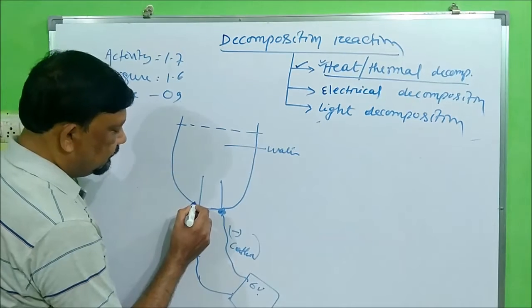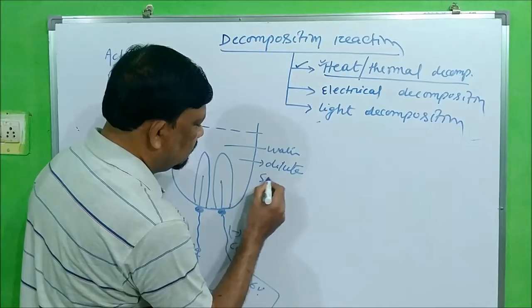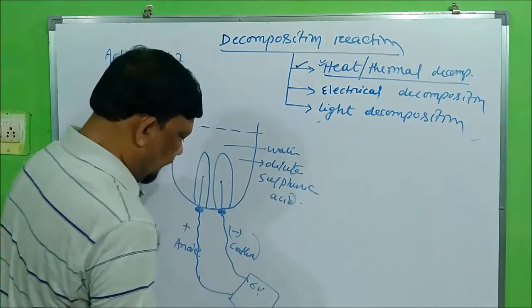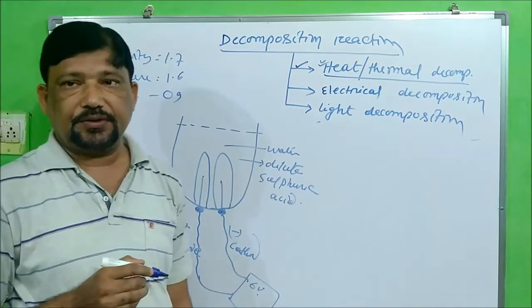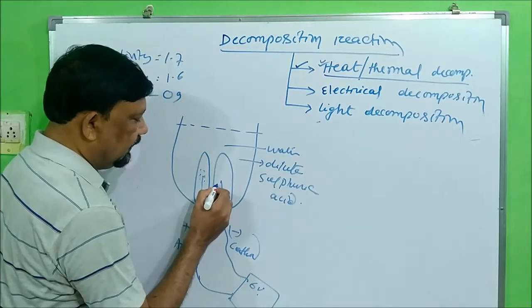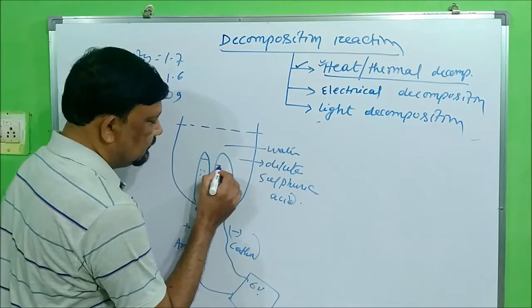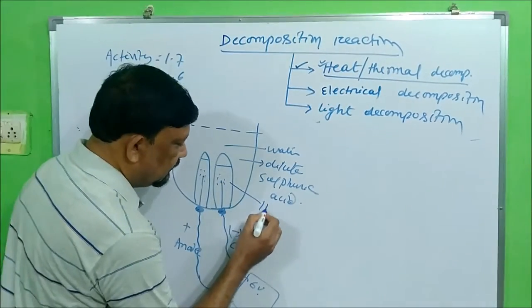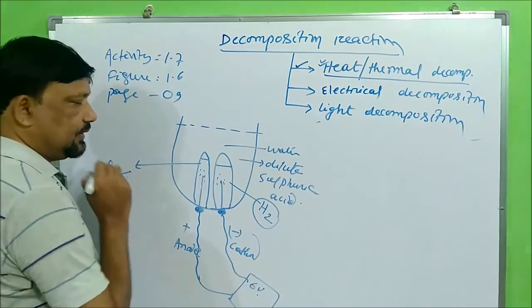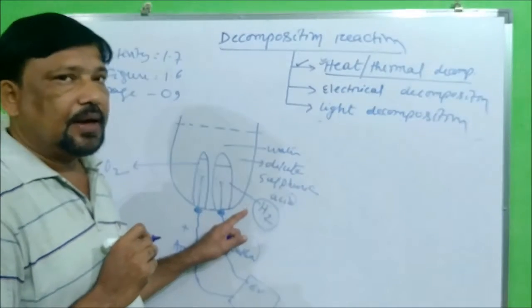Now take 2 test tubes and invert them over the electrodes. Put some dilute sulfuric acid and allow the current to pass through it. After some time you will see some bubbles coming out from here and from here. You will see that this is the mark. So at this point hydrogen is collected, and at this point oxygen is collected. Now see the volume of these two. Which one is more? It is in hydrogen.